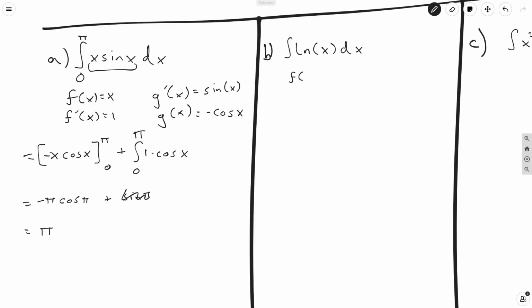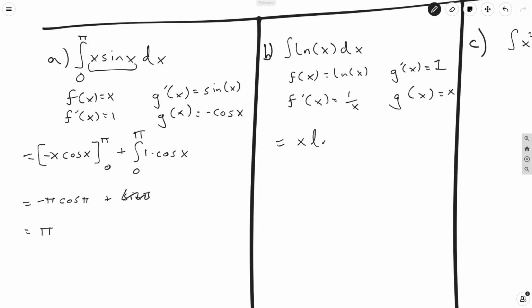Well, we can let f of x equal ln of x, and that would mean g prime of x would have to be equal to, well, what is ln of x multiplied by here? Well, it's actually just 1, right? And now we can apply integration by parts on this step. So f prime of x, the derivative of ln x, we know it's 1 over x, and g prime of x is equal to 1, so that means g of x is equal to x.